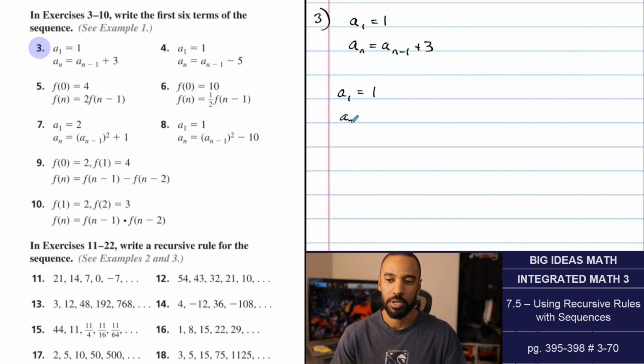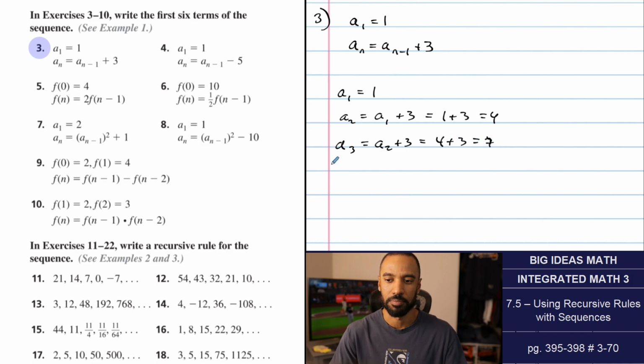The second term takes the previous term, a sub 2 minus 1, so a sub 1, and adds 3 to it. A sub 1 is 1, and 1 plus 3 is 4. The third term takes the second term plus 3. The second term is 4, and 4 plus 3 gives you 7. The fourth term takes the third term plus 3, which is 7 plus 3, which gives you 10.